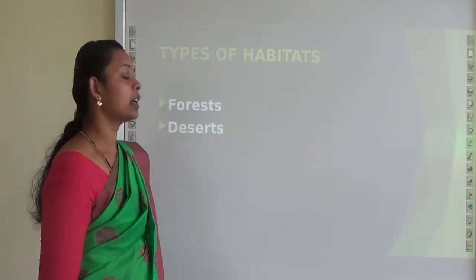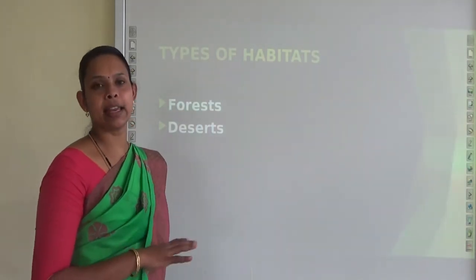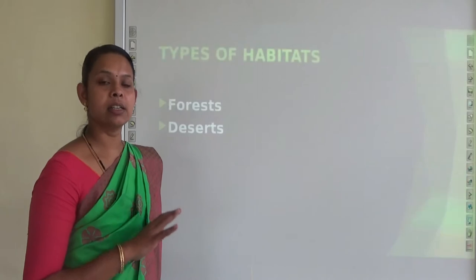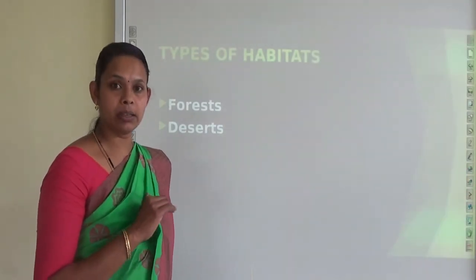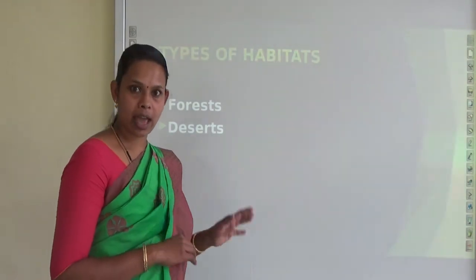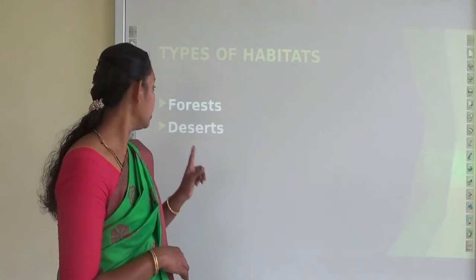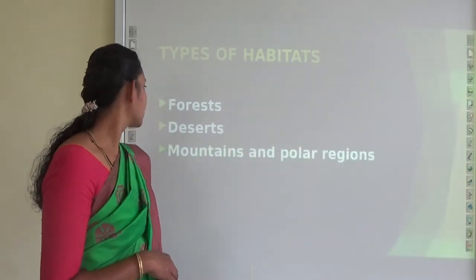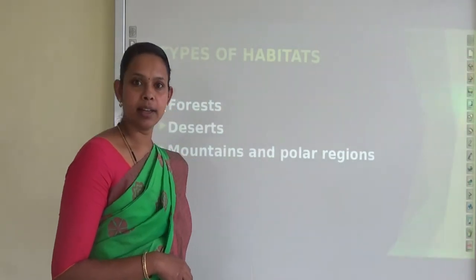Next one is desert. What is a desert? Desert is a dry area where there is scarcity of water. So a large variety of animals such as camels, snakes, etc. live in desert. And next one is mountains and polar region.